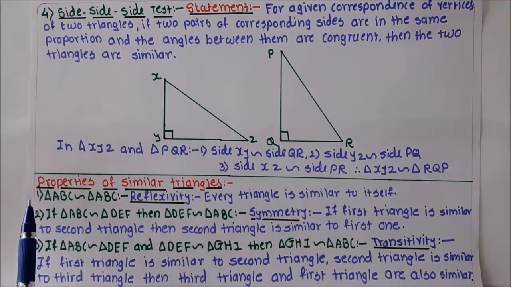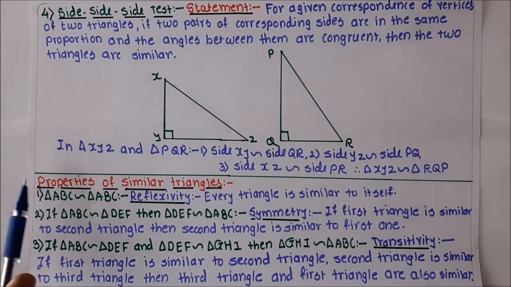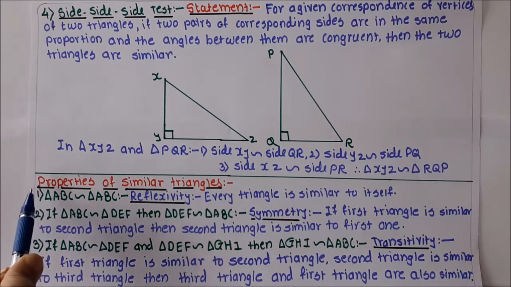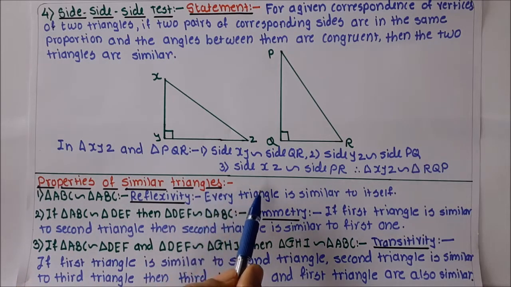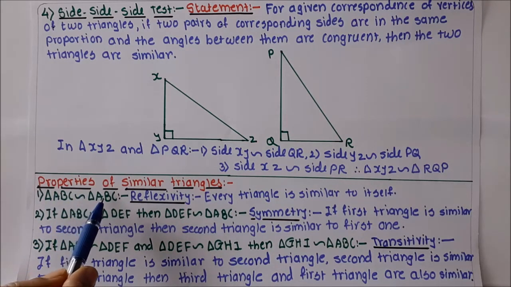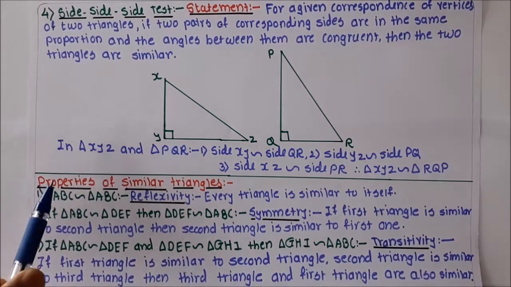Okay. Then we are going to see the properties of similar triangles. There are three properties of similar triangles. The first one is reflexivity, the second one is symmetry, and the third one is transitivity. Now we will see properly what reflexivity is. Reflexivity means every triangle is similar to itself. Therefore, triangle ABC is similar to triangle ABC.